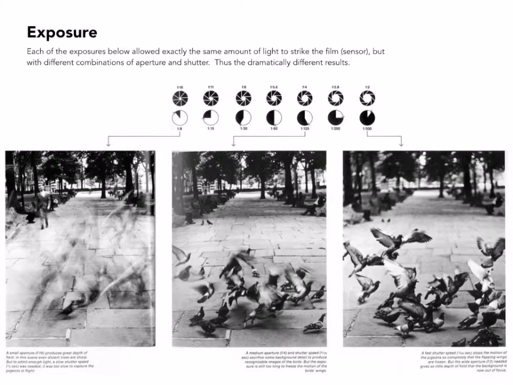This gives you an idea of what happens when you apply different exposures to a scene. These are all correctly exposed, but in the case of the first one, the duration of the exposure is quite long and the birds are just a blur. In the middle one, the shutter is open for a much shorter time, but still not short enough to really stop action entirely. And in the third image, it's at a high shutter speed, and as a result, the birds are frozen in space.